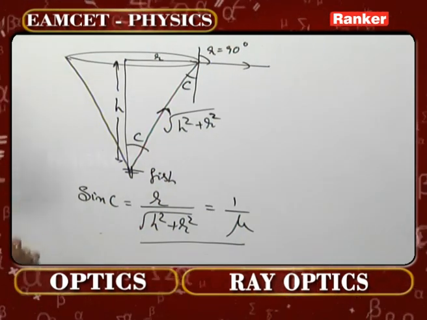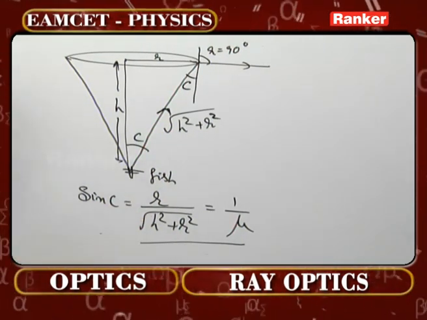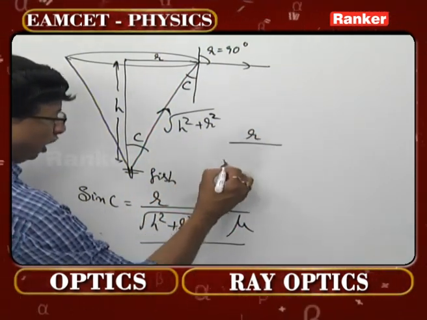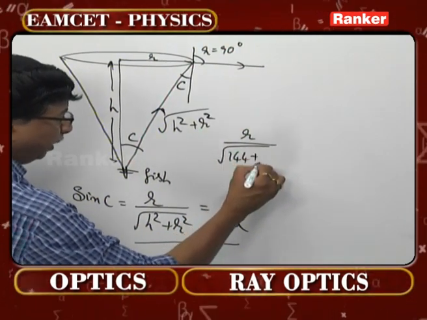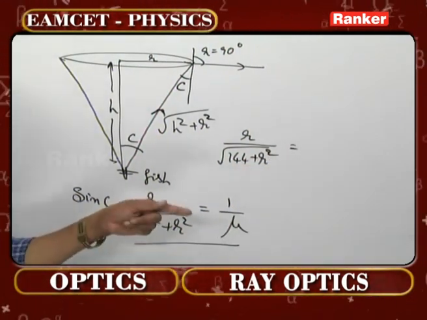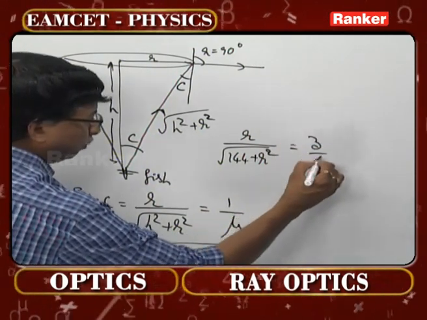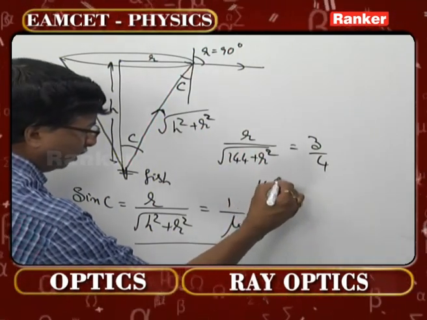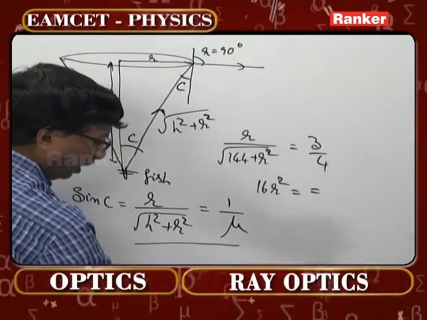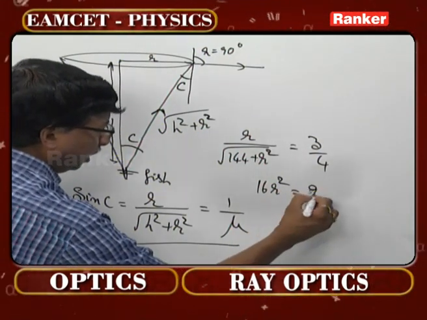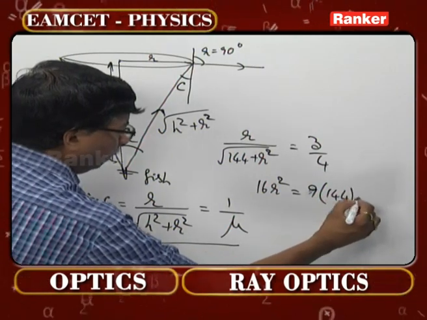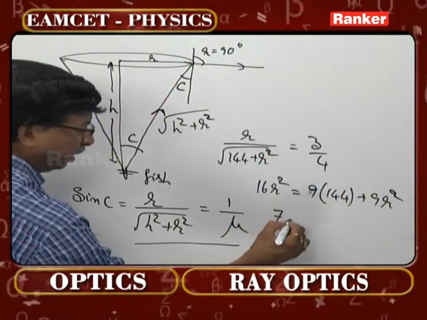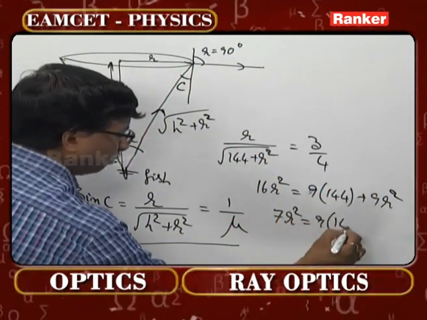What has he given as h please? 12 centimeter. Mu is given as 4 by 3. Come on, substitute the values over here. r by root of 12 square, 144, plus r square is equal to 1 by 4 by 3. That now becomes 3 by 4. Come on, square it on both sides please. You will be getting 16r square here, right, is equal to 9 times 144 plus 9 times r square. Come on, bring that 9r square this side. 7r square will be 9 times 144.